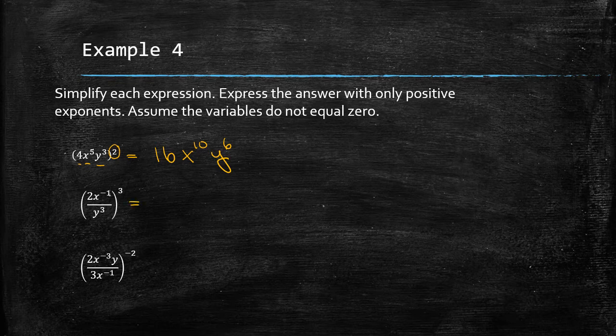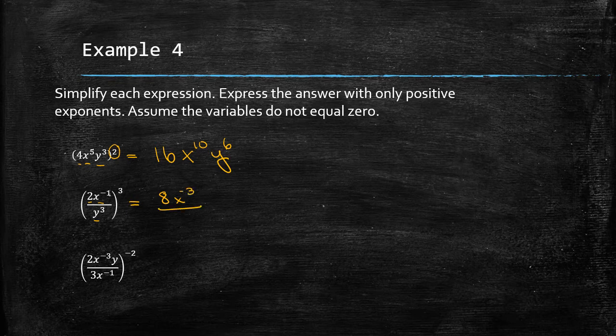Okay, for this next one, I will do this in 2 steps. So all three of these guys, first of all, get raised to the 3rd power. Okay, so 2 to the 3rd power is 8. X to the negative 1st raised to the 3rd power.